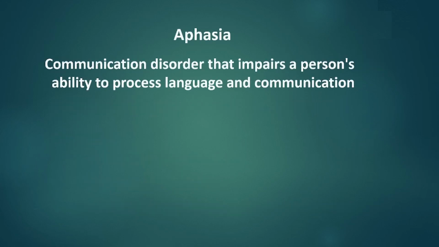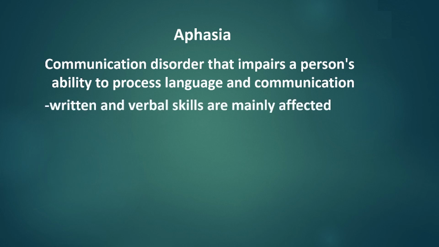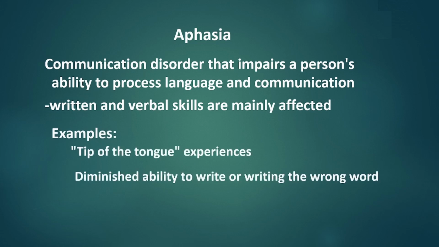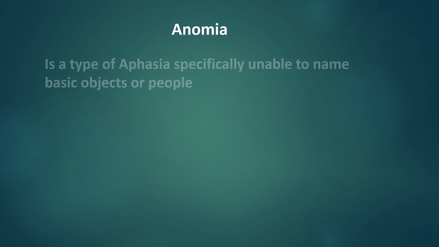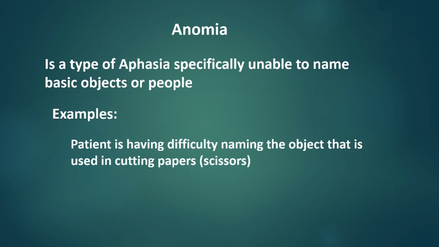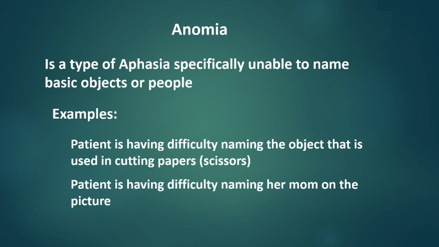Aphasia, a communication disorder that impairs a person's ability to process language and communication. Written and verbal skills are mainly affected. Examples: tip of the tongue experiences, diminished ability to write or writing the wrong word, hesitancy in speaking. Anomia is a type of aphasia, specifically being unable to name basic objects or people. Examples: patient is having difficulty naming the object that is used in cutting papers. Patient is having difficulty naming her mom in the picture.